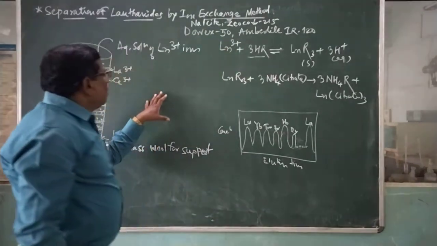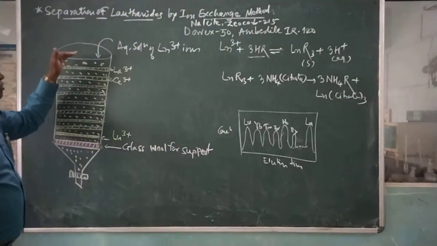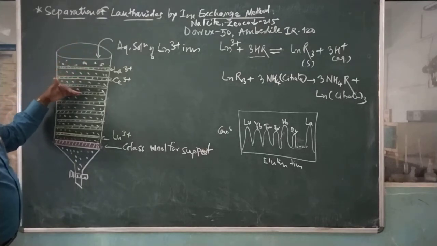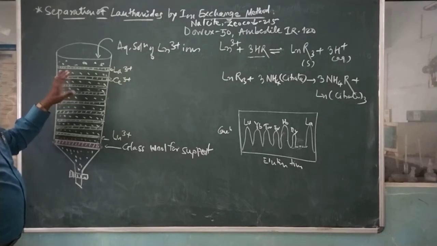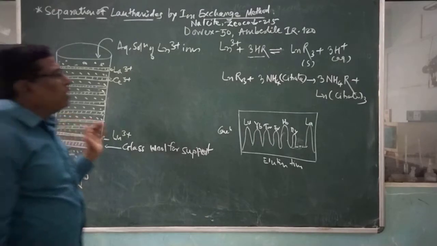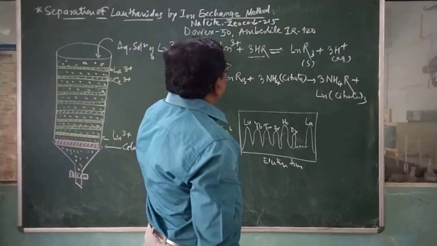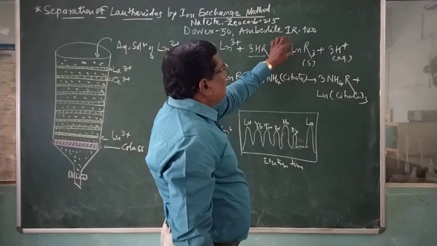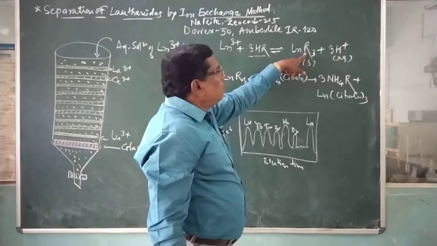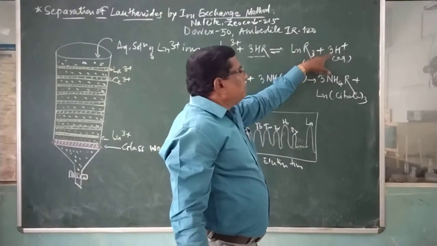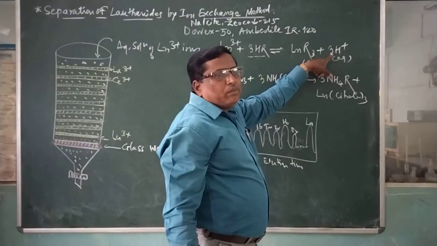Once the Ln3+ ions are added from the top, the Ln3+ ions can be adsorbed, as in the case of organic polymers or organic reagents, and the replacement of H+ ions takes place. In this way, Ln3+ plus 3HR gives LnR3, that is, the lanthanide ions will be adsorbed on the resin column. When one lanthanum ion is adsorbed, 3H+ ions will be replaced.